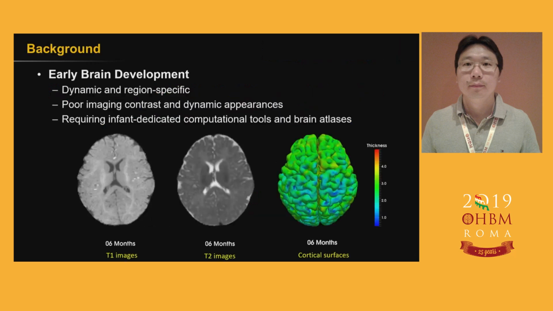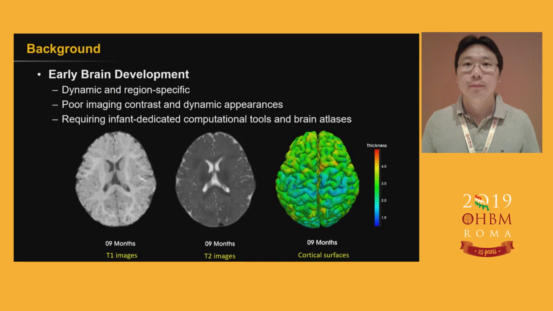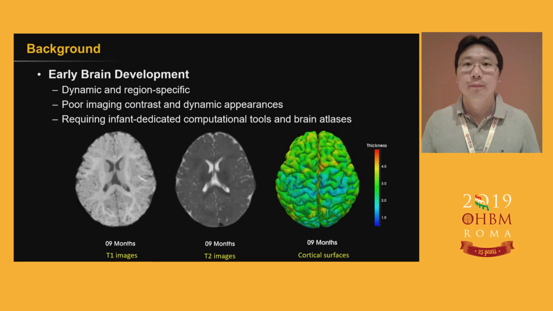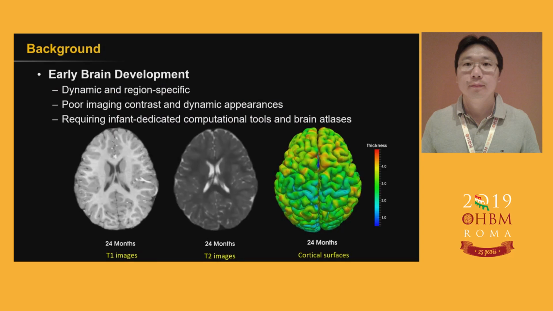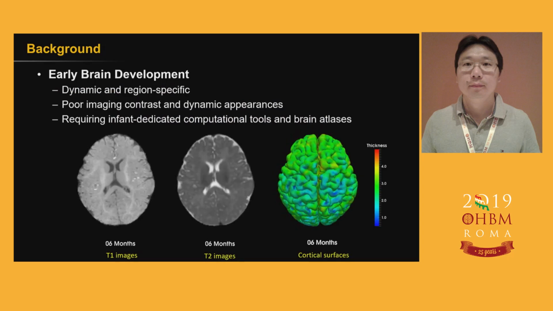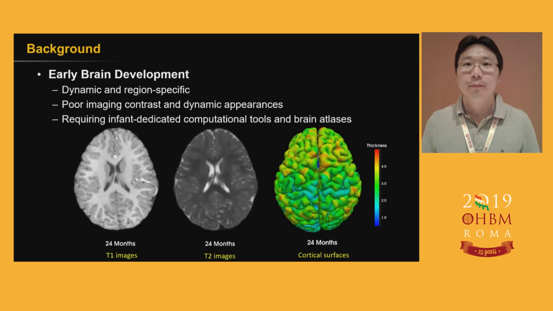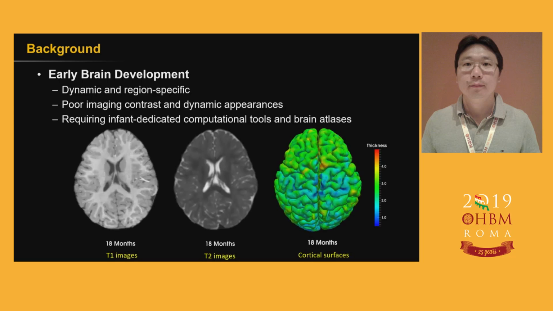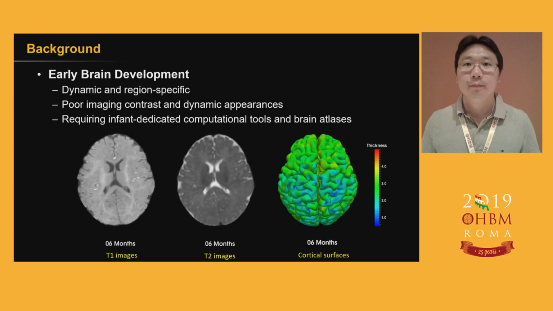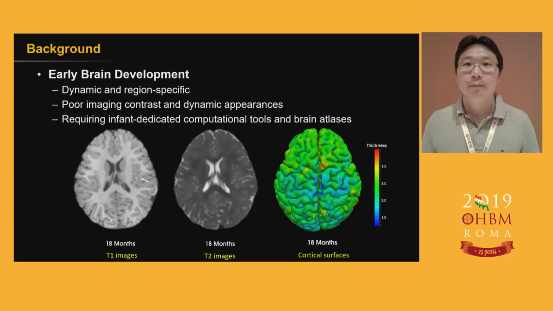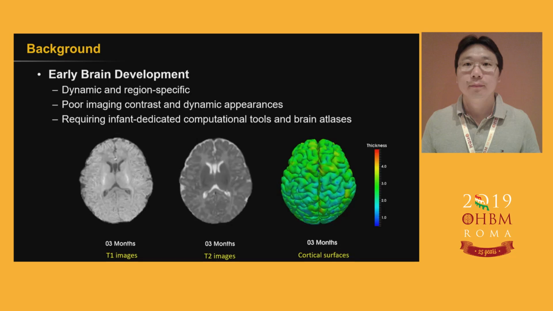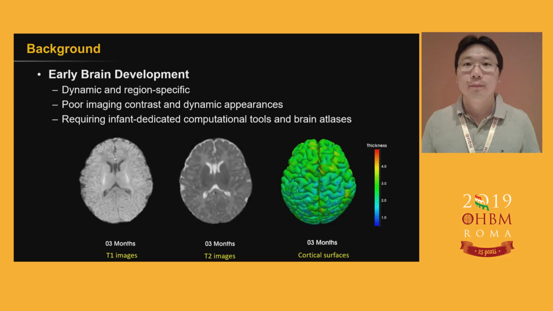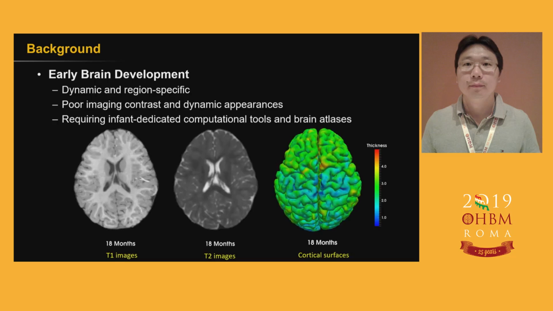So the research background is that during the early postnatal stage, human brain development is very dynamic with region-specific growth. However, from these longitudinal T1 and T2 structural images, we can see that the image contrast is very low, and the image appearance, brain size, shape, and properties change dynamically. That means for infant brain analysis, we require infant-dedicated computational tools and brain atlases, since most existing tools and atlases are developed for adult brains.